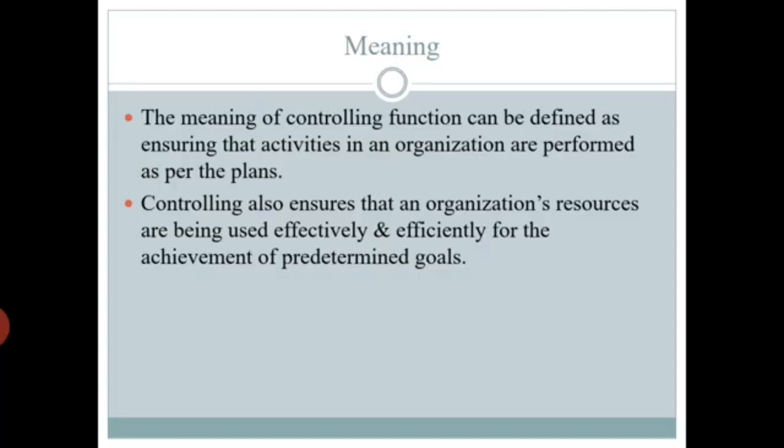Now, first of all, what is controlling all about? Yes, the meaning of controlling function can be defined as ensuring that activities in an organization are performed as per plan. Whenever we consider the different functions of management which a manager, as a responsible person of the organization, needs to perform, the first function he is supposed to carry out is planning. Planning does include production planning, resource planning, and many different things, right?